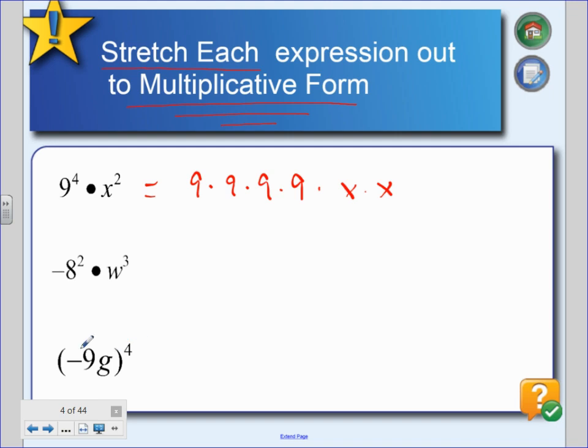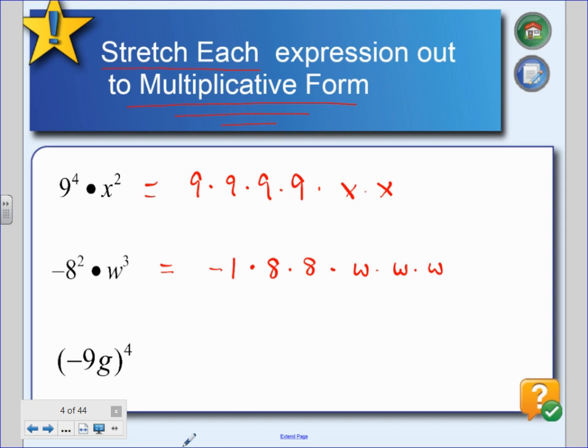This one's going to get tricky on you. This is the opposite of 8 squared. So if you think back to unit 1, that's going to be negative 1 times 8 times 8 times w times w times w. And where did this negative 1 come from? Well, remember, is the negative sign in parentheses and part of the base? And the answer is no. So it is basically the opposite of 8 squared. So the opposite of is negative 1 times 8 times 8.